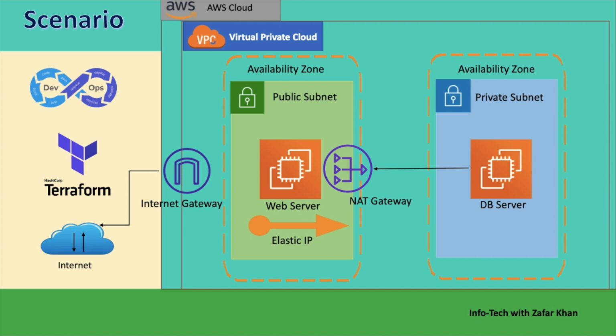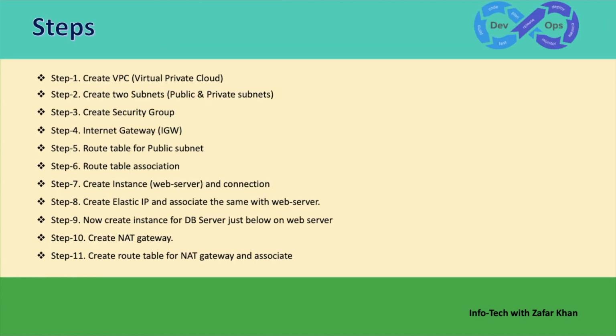And one more thing, just make a note: if both the servers are under the same VPC, then they can communicate with each other. Then we will create a route table for the NAT gateway and we will associate it as well. So these are the high-level steps which I have mentioned. We will create them one by one.